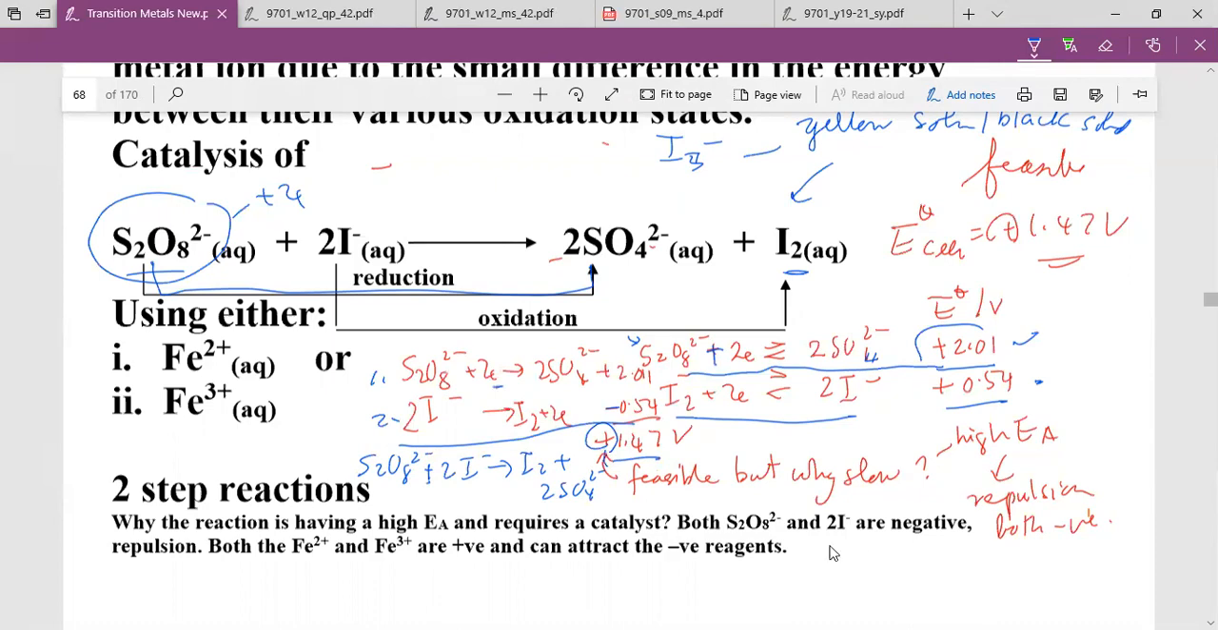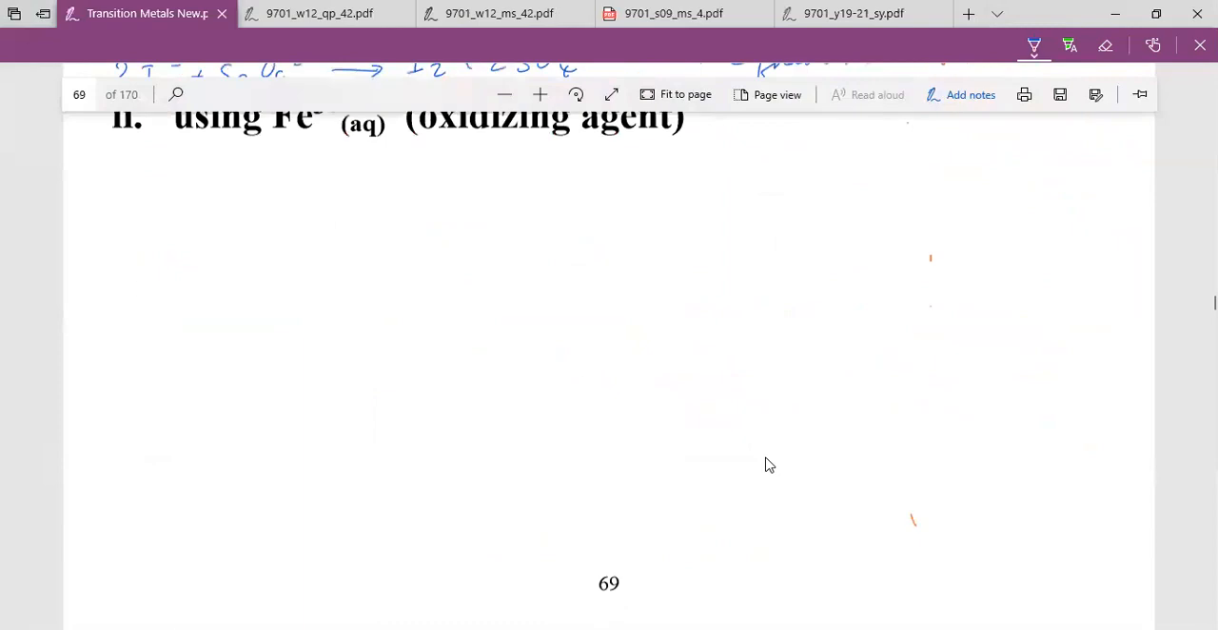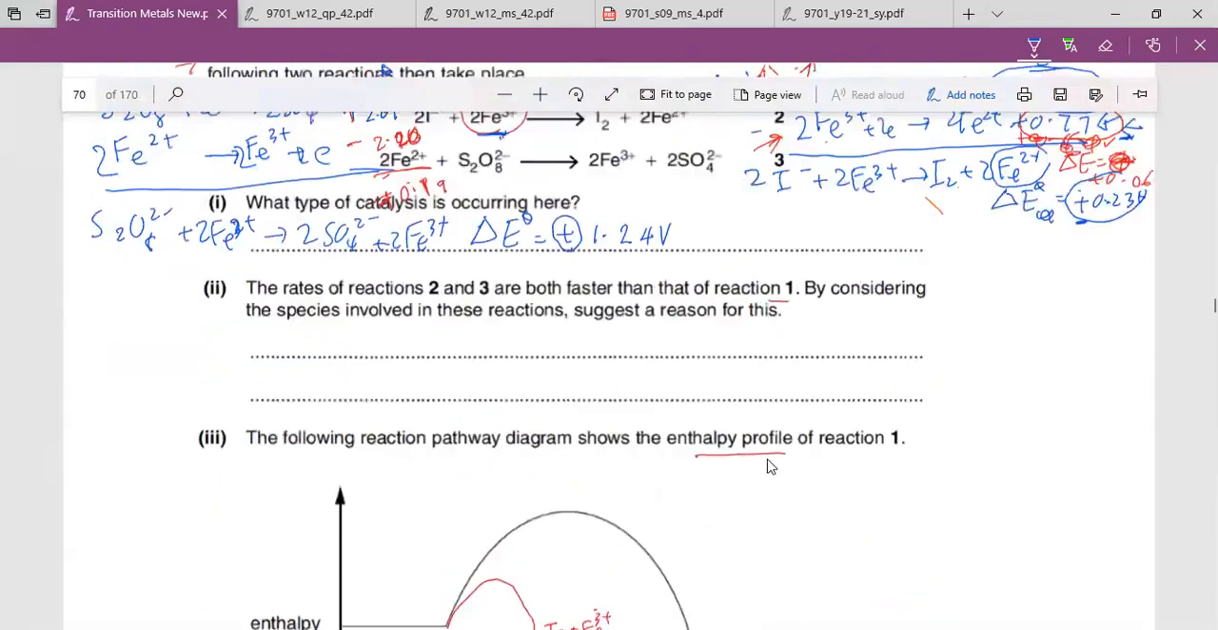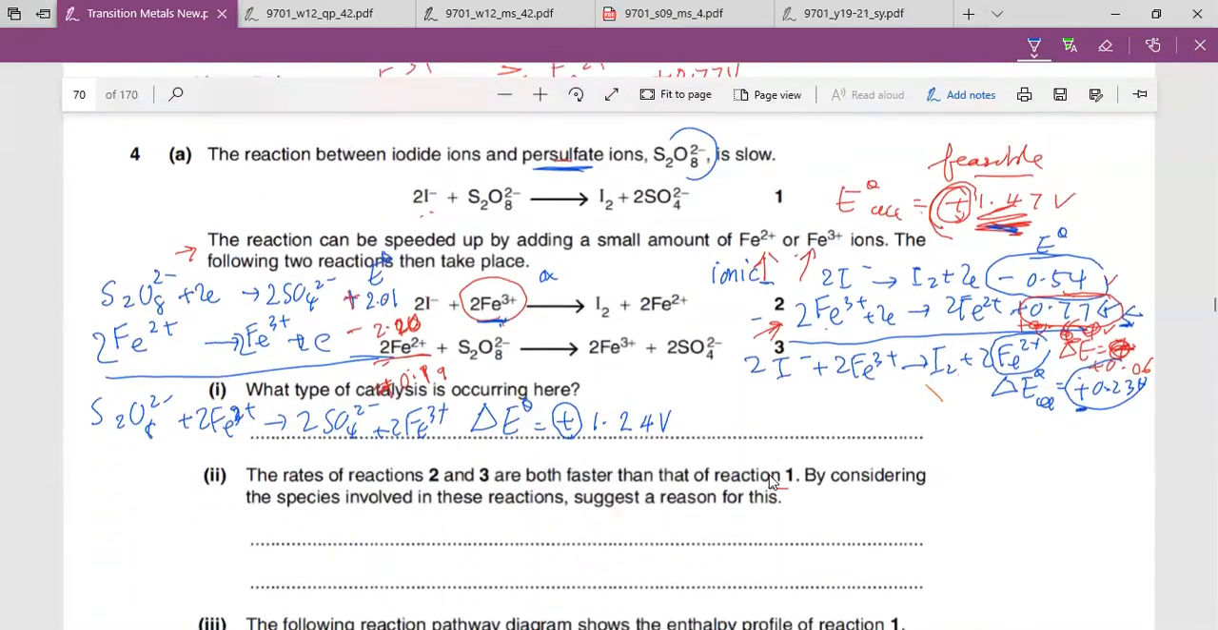They ask you the question here. This is the first question they ask you, which came in 09. The reaction between iodide ions and persulfate ions, S2O8 2 minus, is slow. Whenever a reaction is slow or cannot happen, it's about the activation energy. High EA. This is a very common answer. So the EA is blocking the reaction.